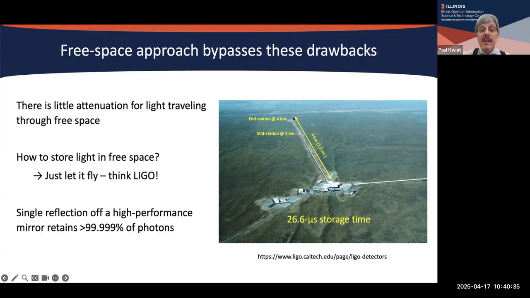That is actually not, I guess I'll say, a practical way of doing storage, because we don't want to have to set up LIGO length vacuum chambers at all the different nodes in our architecture. But nevertheless, you can get good performance because it's possible to get mirrors with extremely high reflectivity.